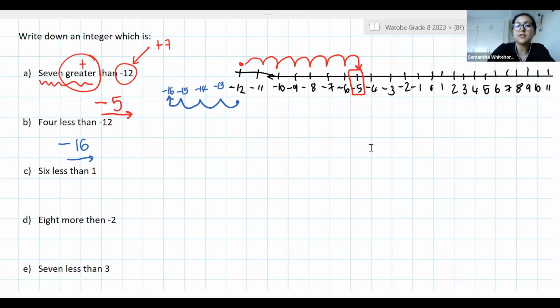All right, so just be careful. We're starting at 1 and we want to take away 6. So 1, 2, 3, 4, 5, 6. So it should be negative 5, ma'am. Good, well done.